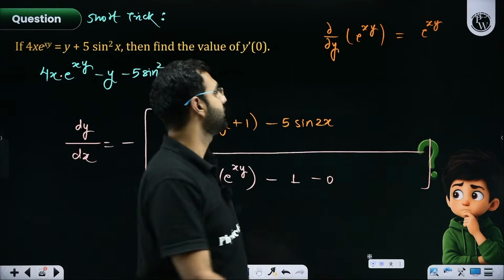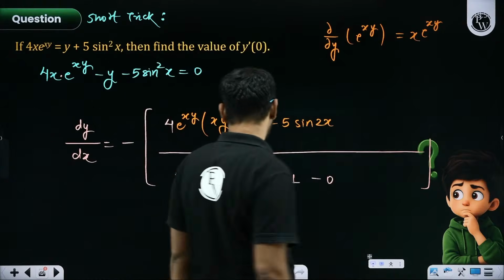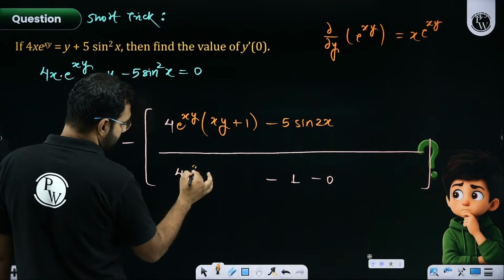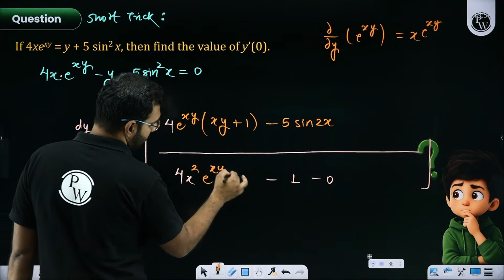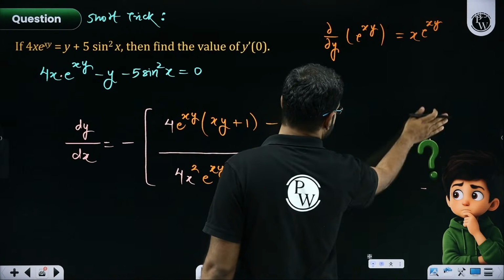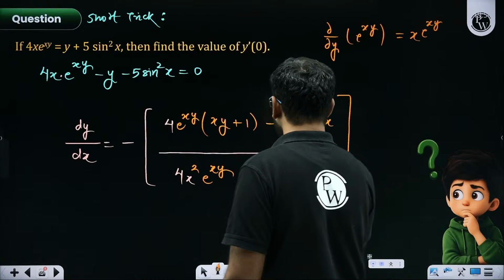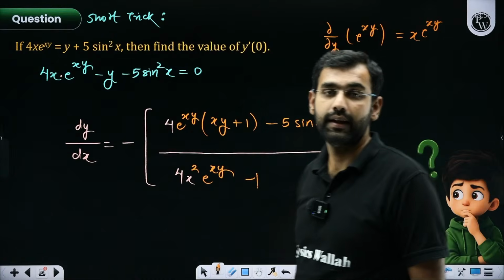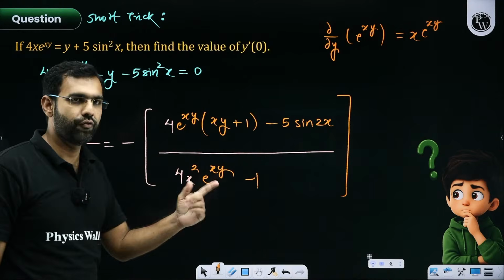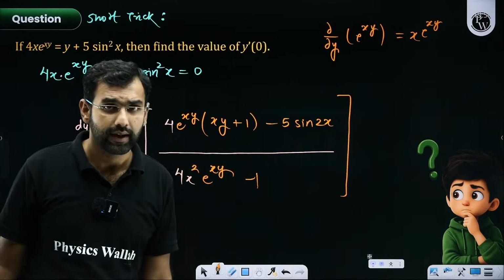Are you able to imagine this? So there will be x outside. So it will be x e to the power xy. So this will become x square e to the power xy minus 1. So that's your partial differentiation. And I think this was a little less time consuming. I hope you were faster this time. Everybody agreeing with me on this?